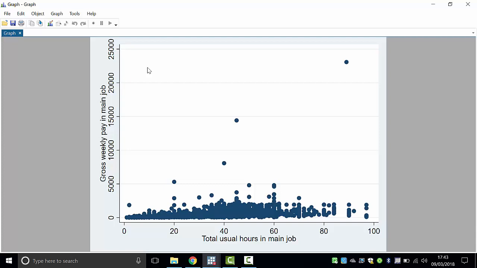The last guy here, look at this. Working almost 90, it's actually 97 hours, isn't it? This is probably that guy, but earning very low. We don't know if it's close to zero.